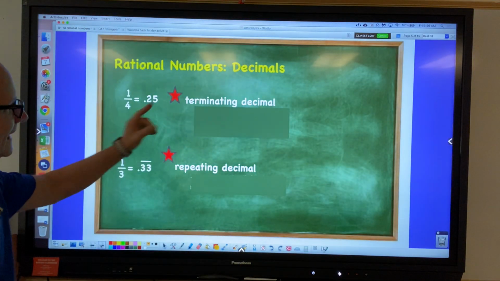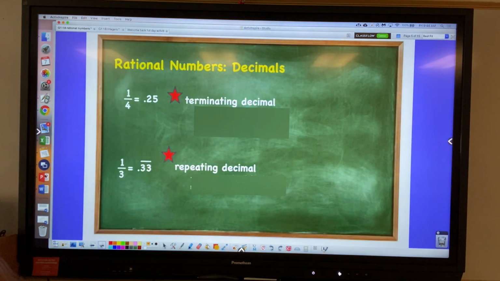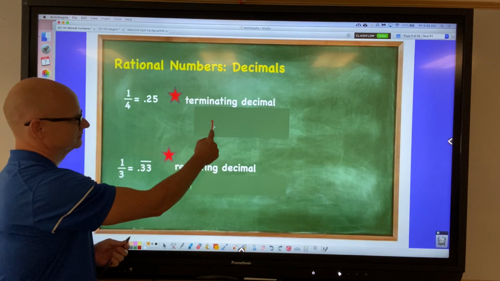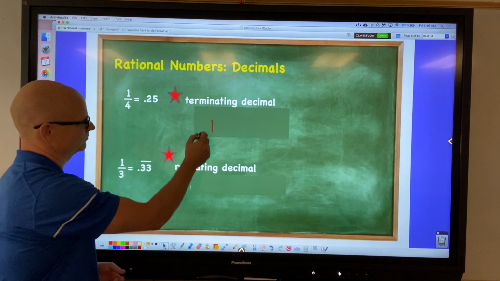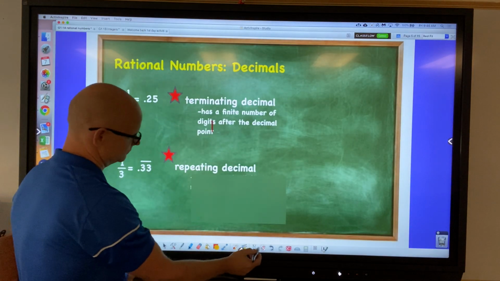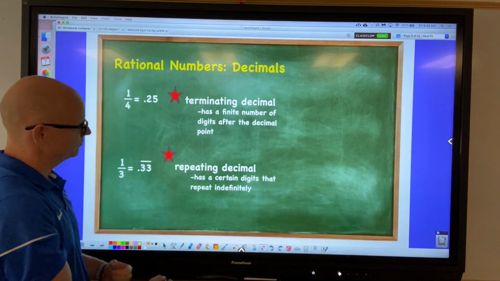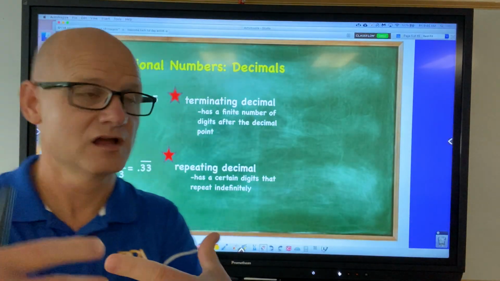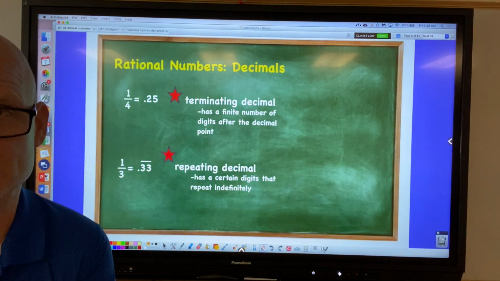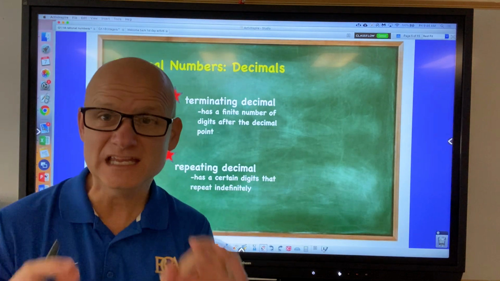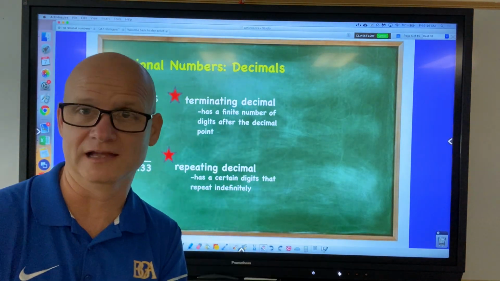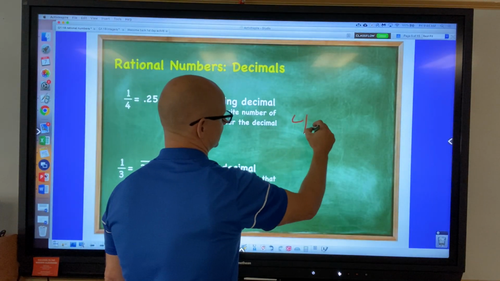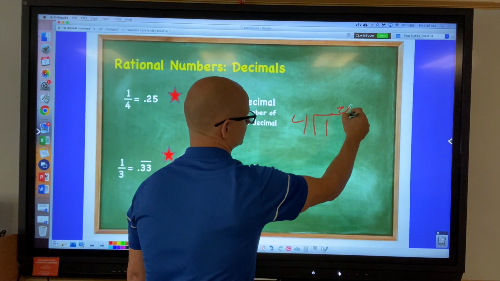But terminating decimals, okay. So this is a terminating decimal. What does that mean? It ends. Okay, so let's try this again. A terminating decimal has a finite, that means a certain number of digits after the decimal point. For example, 1/4 equals exactly 0.25. If you divide 4 into 1, you will get 0.25.